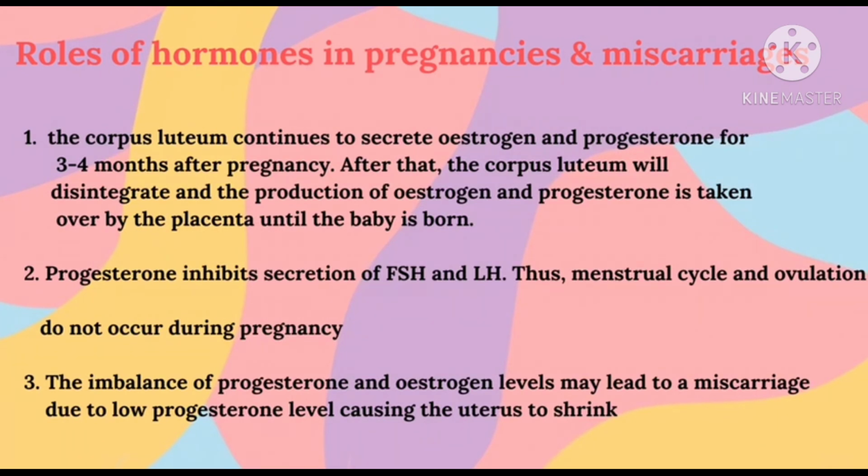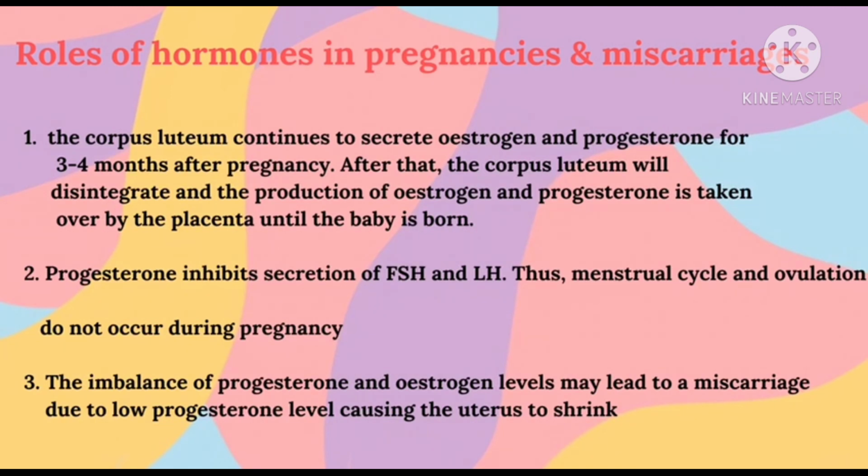I will explain the roles of hormones in pregnancy and miscarriage. The corpus luteum will continue to secrete estrogen and progesterone for 3 to 4 months after pregnancy. After that, the corpus luteum will disintegrate and the production is taken over by the placenta until the baby is born.